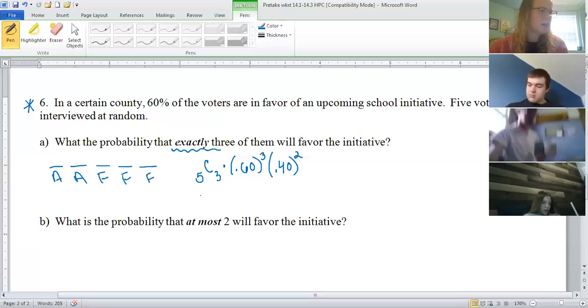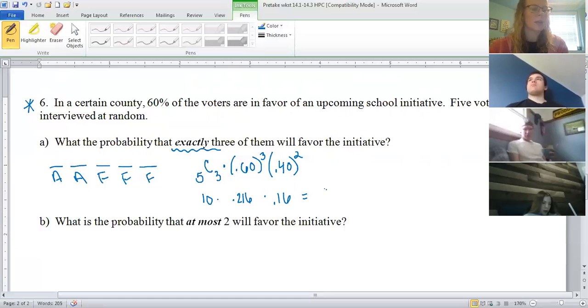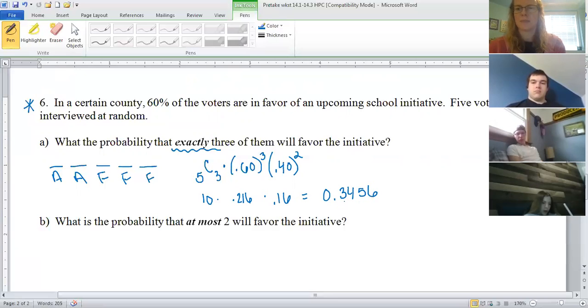So then 5 choose 3. If we calculate that, we should get 10. And then the 0.6 to the 3rd, that's 0.216. And then the 0.4 squared, that's 0.16. And then if we multiply those all out, we get 0.3456. That's a good decimal.